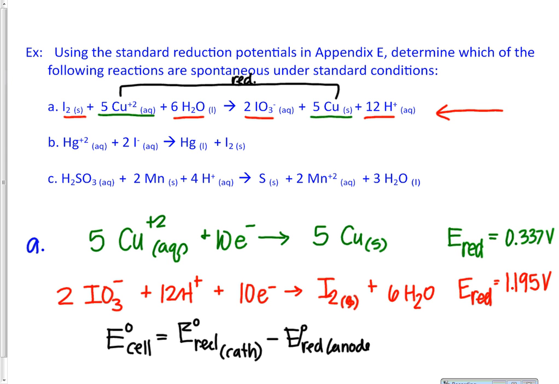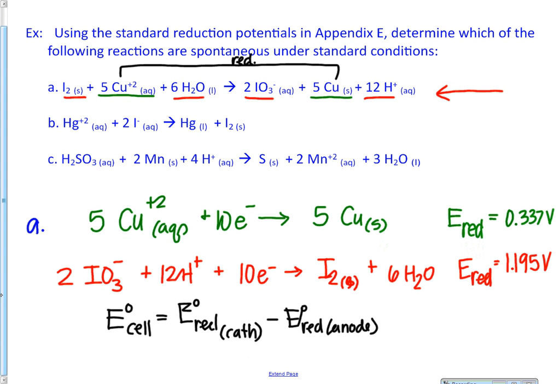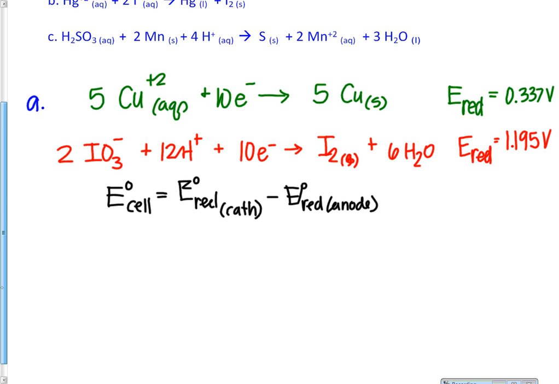And the reason I was able to figure out which one is the cathode and the anode in this problem is because I'm just using the reaction that was given to me. It's clear from my reaction in part A that copper's going from a +2 down to a 0. So I have to make that my cathode.